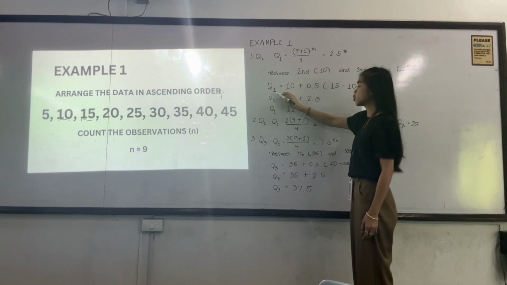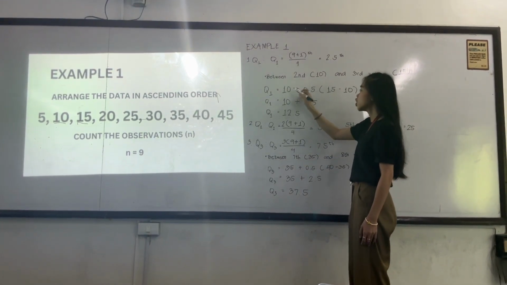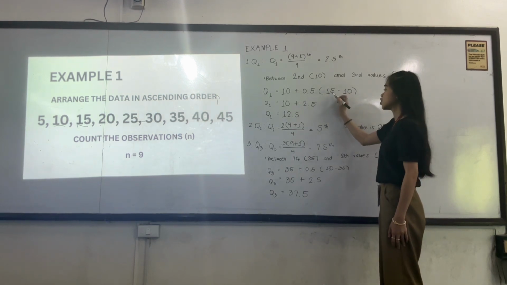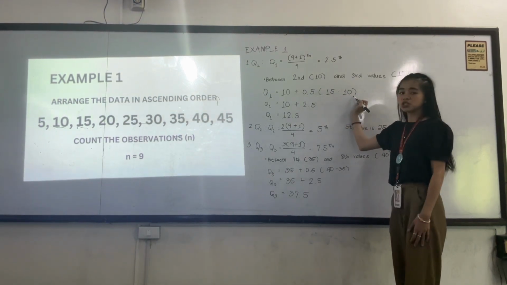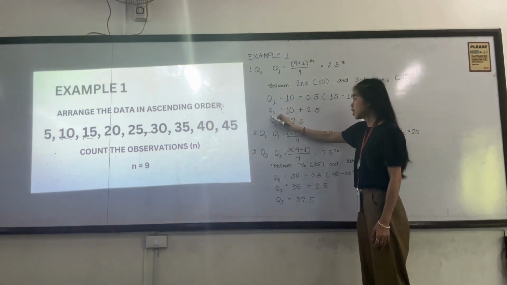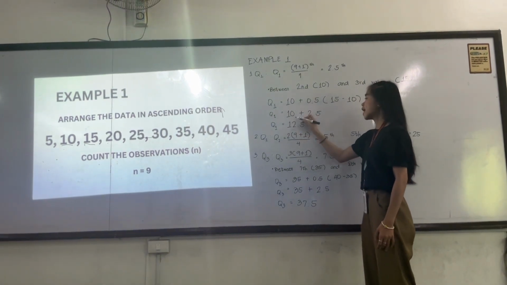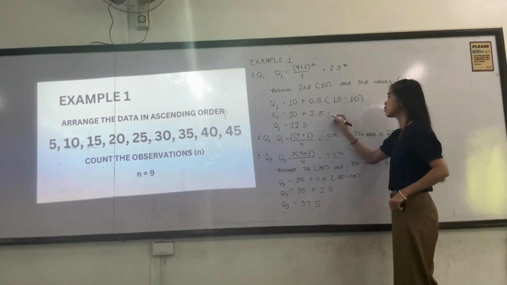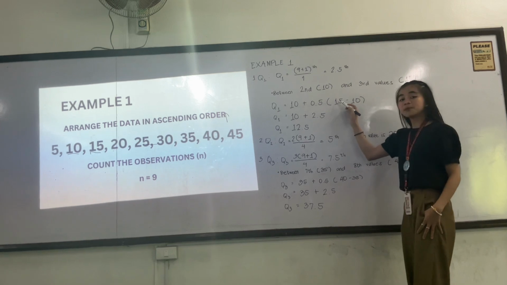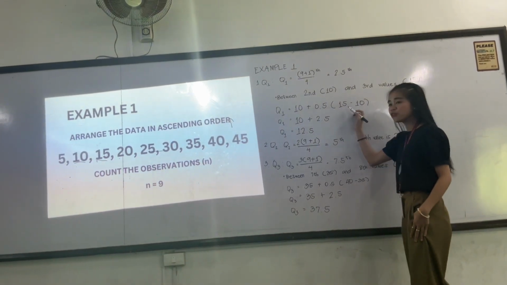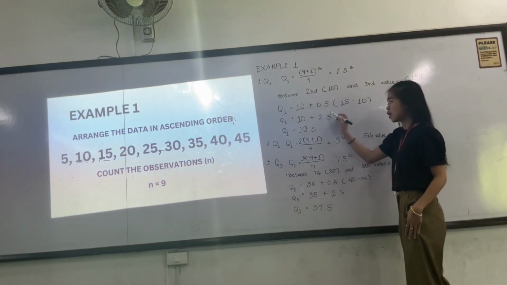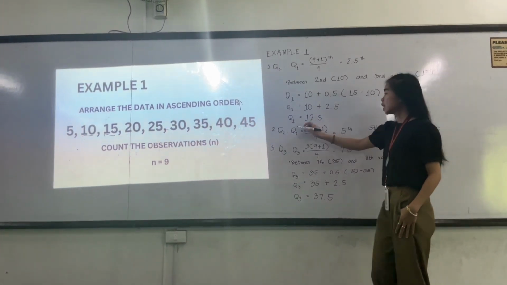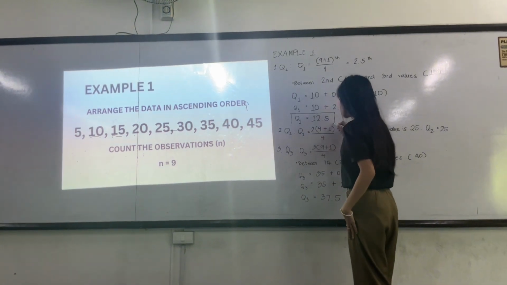So next thing to do is quartile 1 is equal to 10 plus 0.5 multiplied by 15, which is the third value, minus 10, which is the second value. So we have quartile 1 equals 10 plus 2.5. If you ask where did I get the 2.5, first we have 15 minus 10, which is 5, times 0.5. So we have 2.5. Next is to add 10 plus 2.5. We now have our quartile 1, which is 12.5.